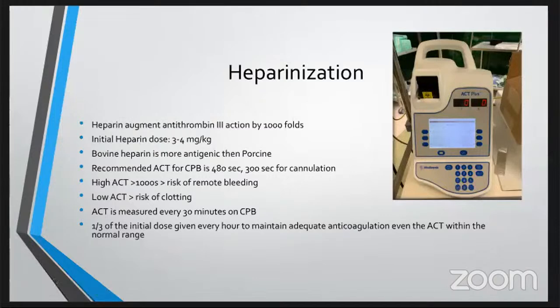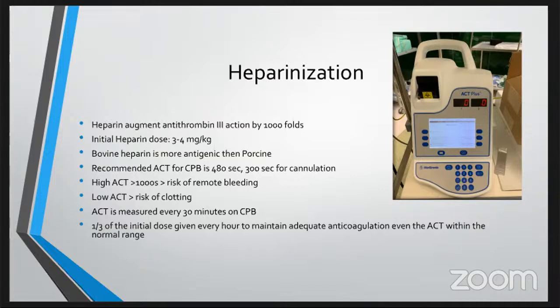Moving to heparinization. Heparin augments the antithrombin 3 action by 1000 fold, and the initial dosage for heparin is usually 3 to 4 mg/kg or 300 to 400 units/kg. It's been proven that bovine heparin is more antigenic than the porcine one. It's recommended to keep the ACT for cardiopulmonary bypass around 480 seconds, but 300 seconds is usually safe for cannulation.